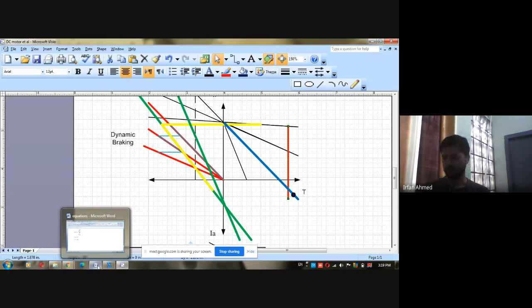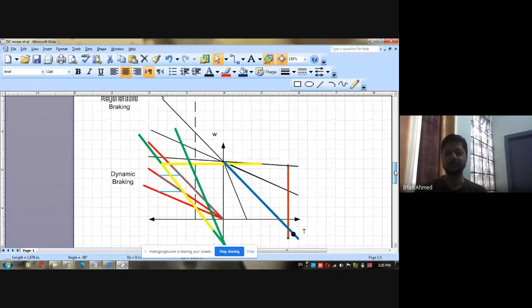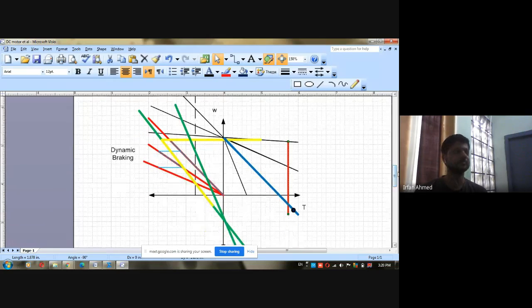Okay, I am moving to the next topic now, and that is speed torque characteristics of series wound DC motors, the DC series motor. Any questions regarding this? Anyone? No, sir.